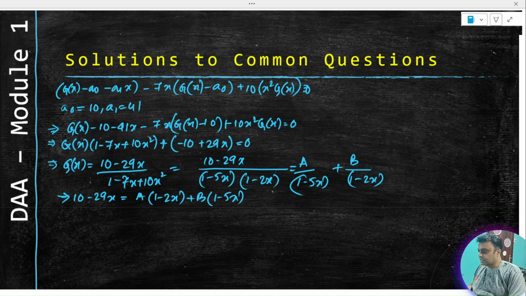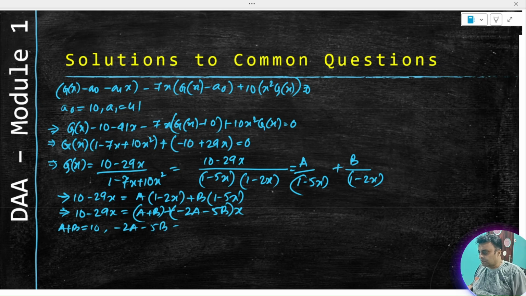And if we expand this and then group terms together, then we will get 10 minus 29x is equal to a plus b minus 2a minus 5b into x. So if we compare the coefficients, then a plus b is equal to 10 and minus 2a minus 5b is equal to minus 29, right? And therefore if we solve this, then we'll get a equal to 7, just simple linear equation in two variables. This is what you will get.